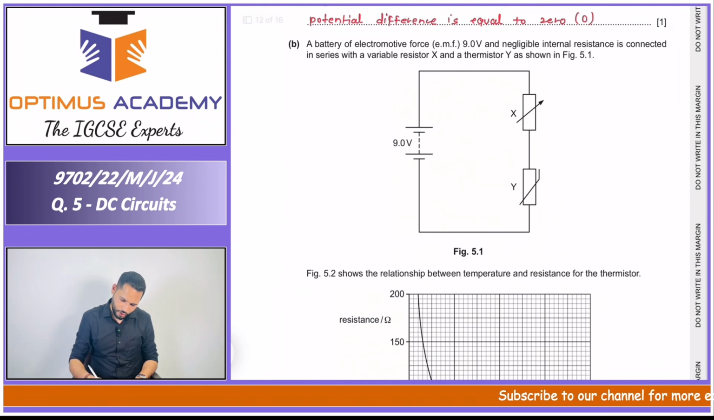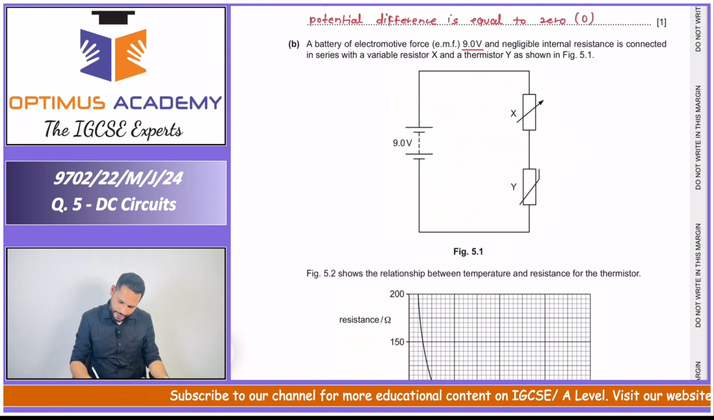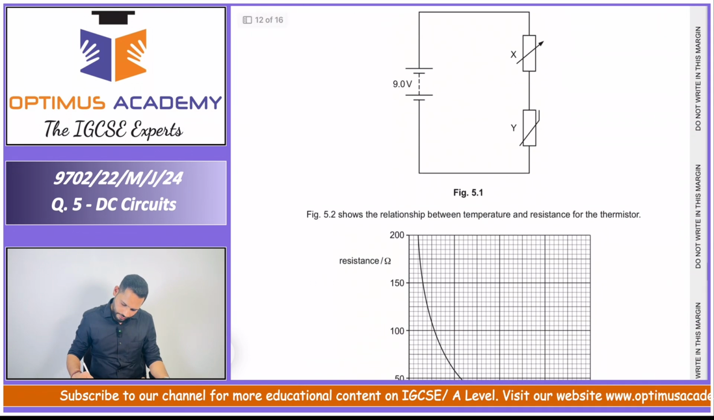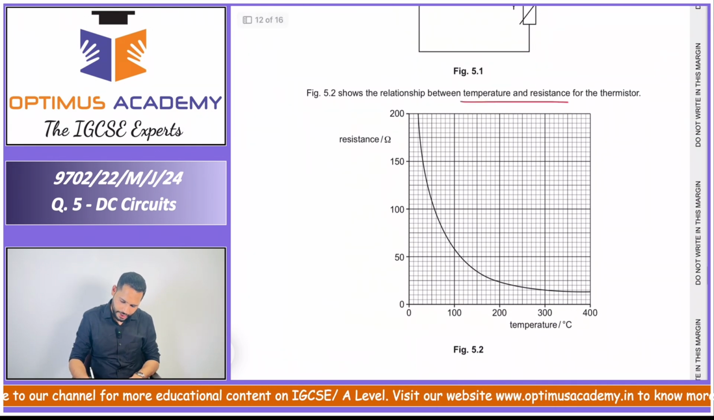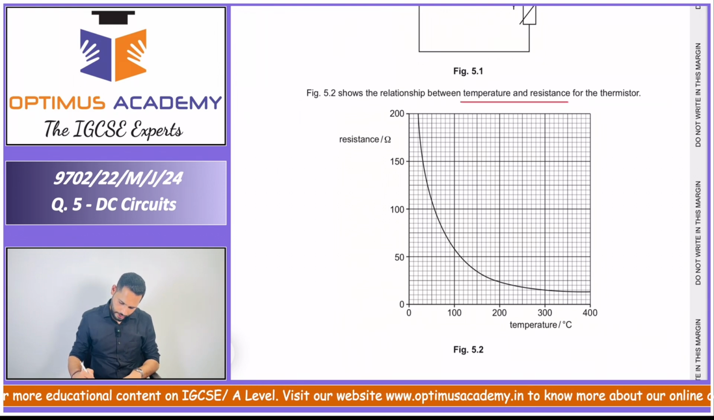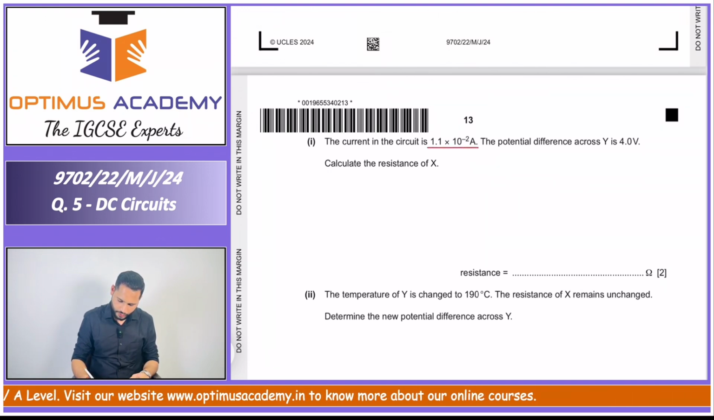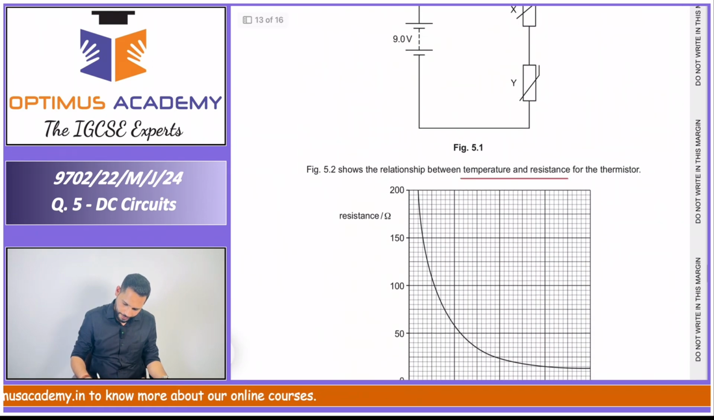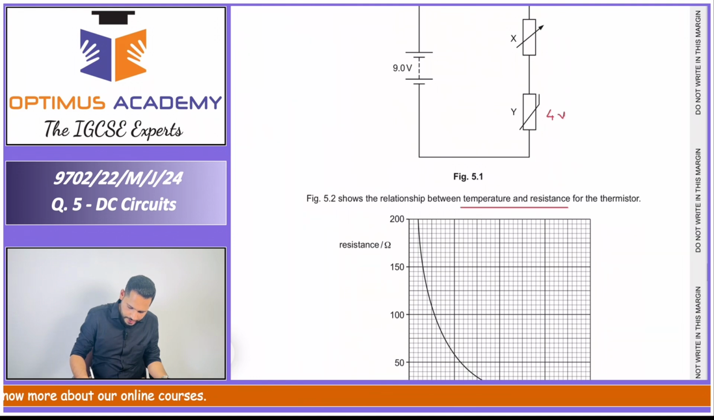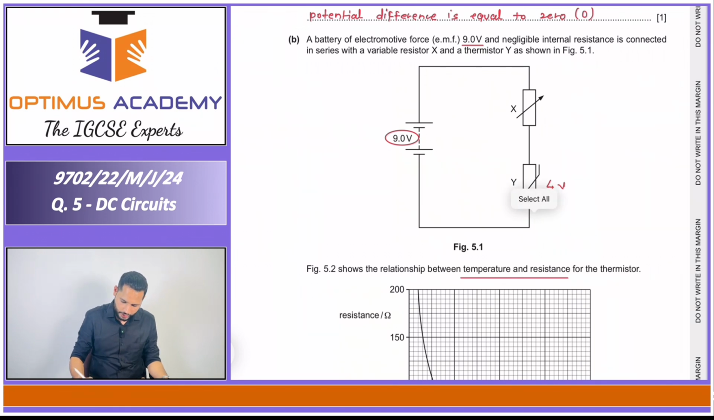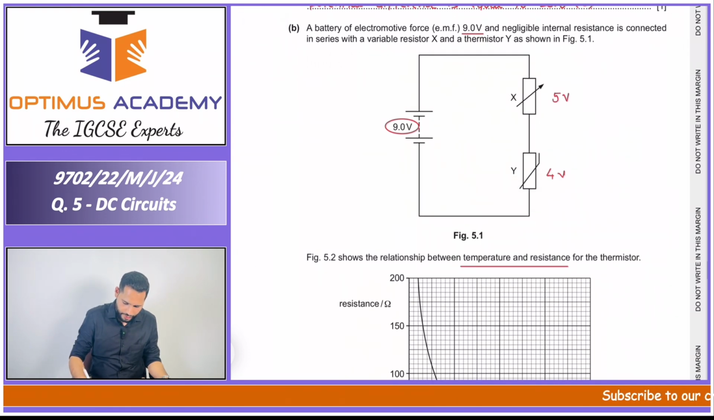Question B says a battery of electromotive force 9 volt and negligible internal resistance is connected in series with a variable resistor X and a thermistor Y as shown. Figure 5.2 shows the relationship between the temperature and the resistance of the thermistor. Question 1 says the current in the circuit is 1.1 into 10 raised to minus 2 ampere. The potential difference across Y is 4 volt. The total potential difference is 9, or you can say EMF is 9. Then the potential difference across X is going to be 5 volt.